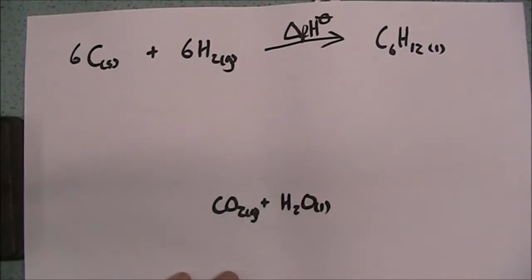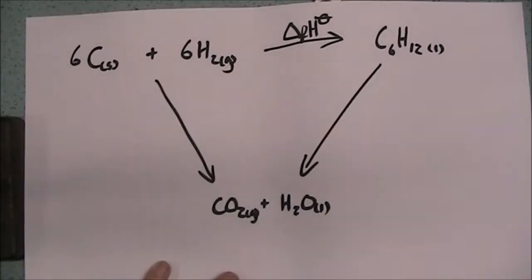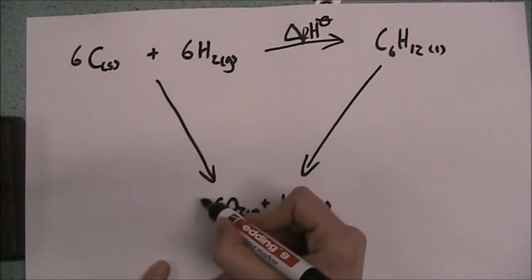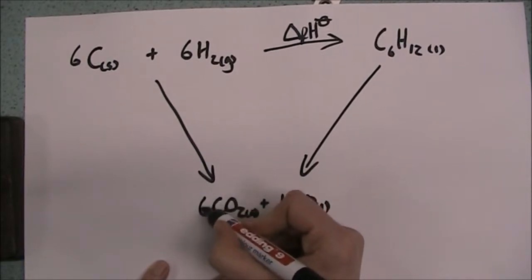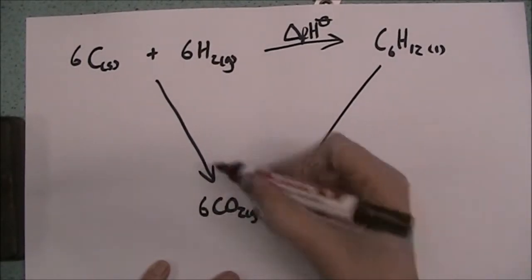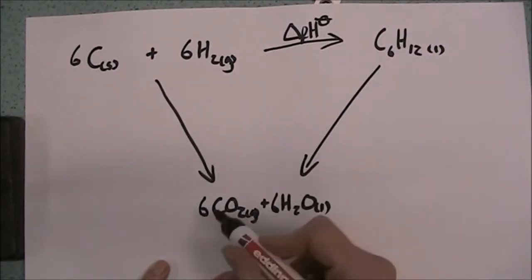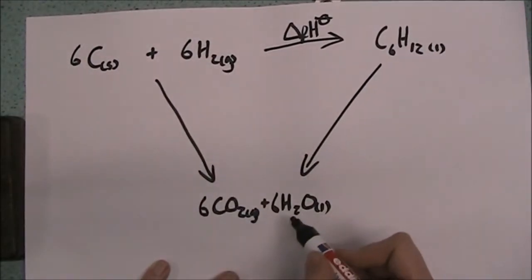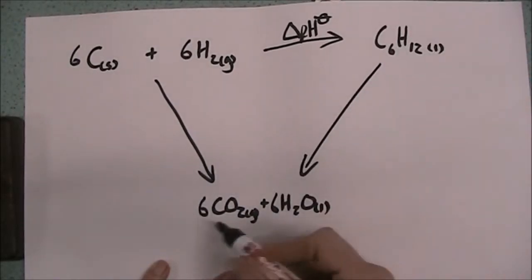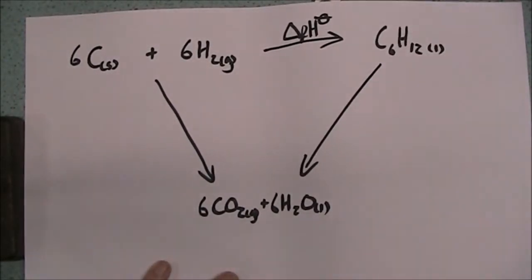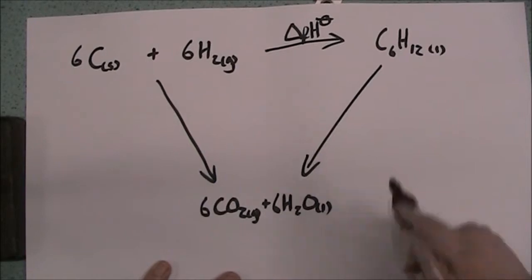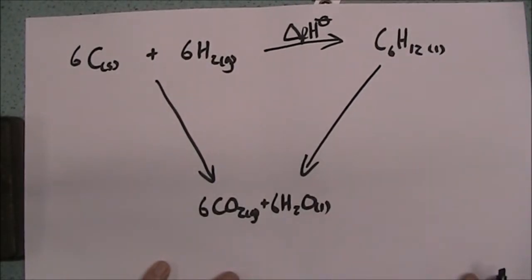And seriously, don't forget the state symbols. And if we balance this out, then we find that if we burn it in excess oxygen, we will end up with 6 carbon dioxide molecules for our 6 carbons, and 6 molecules of water for our hydrogen. We'll also end up with the same if we burnt our 1 molecule of cyclohexane. We'd end up with 6 CO2 and 6 H2O.